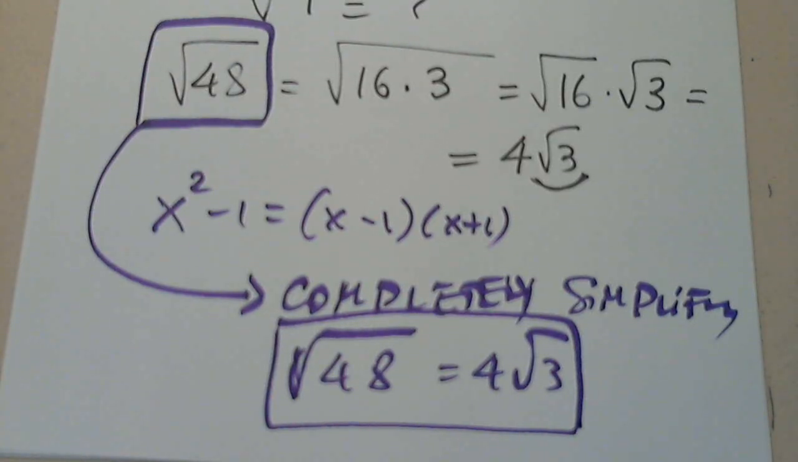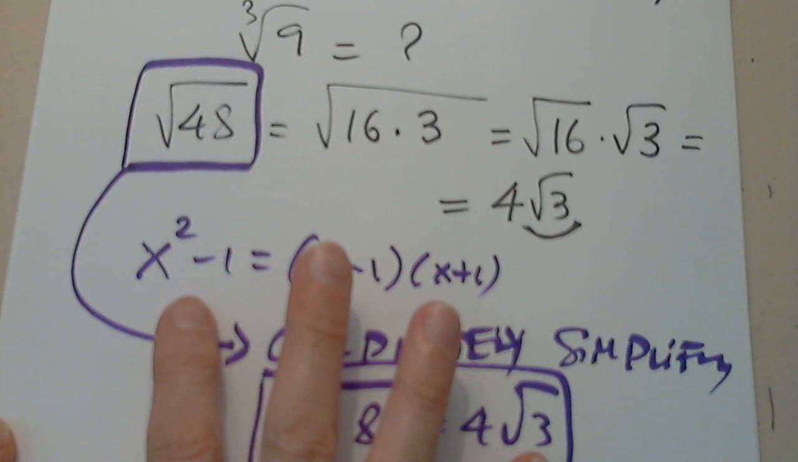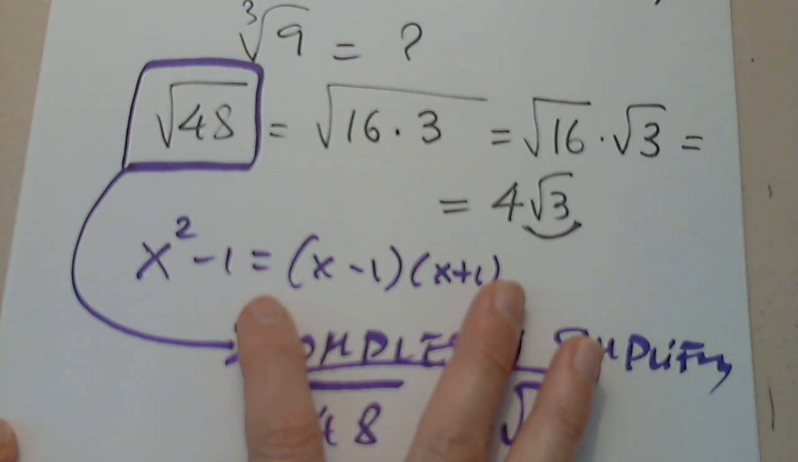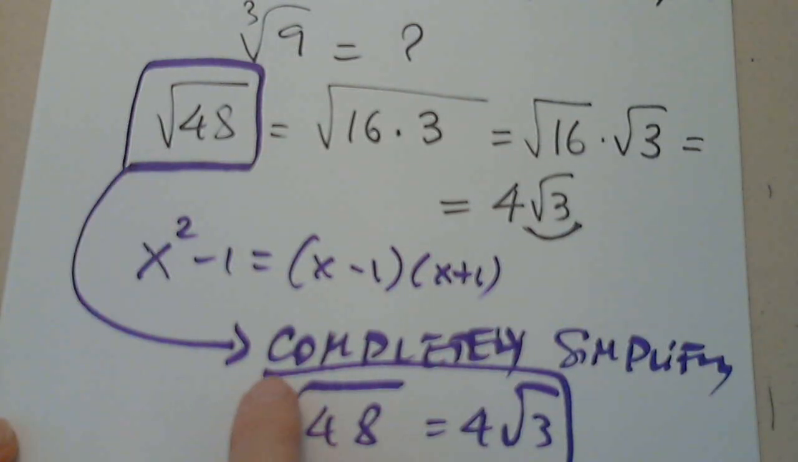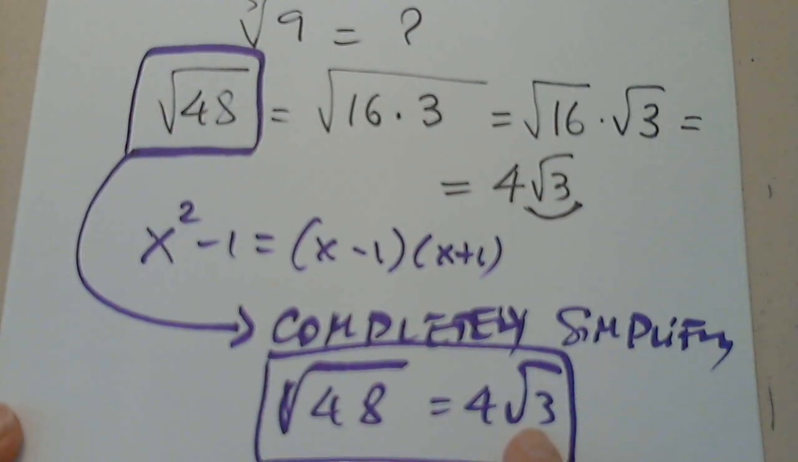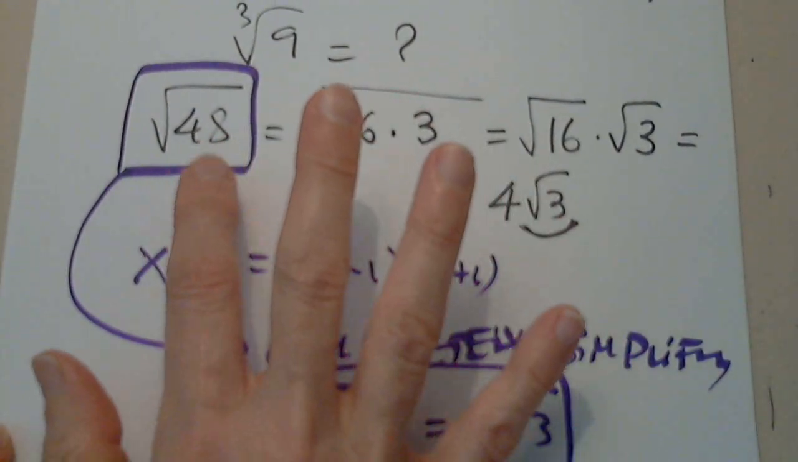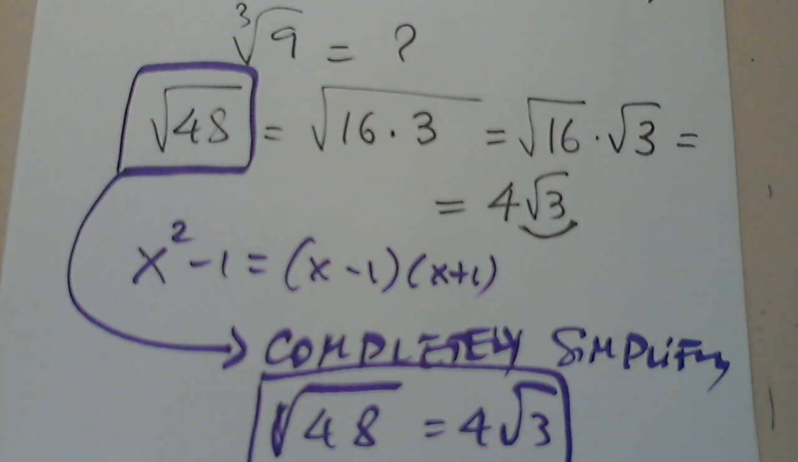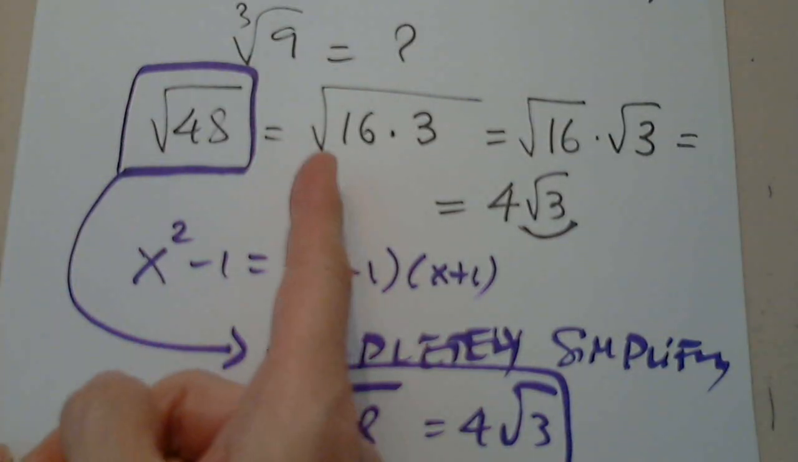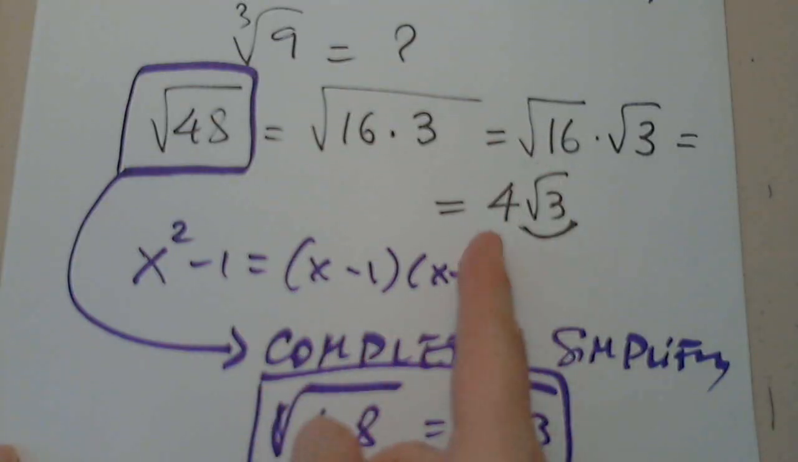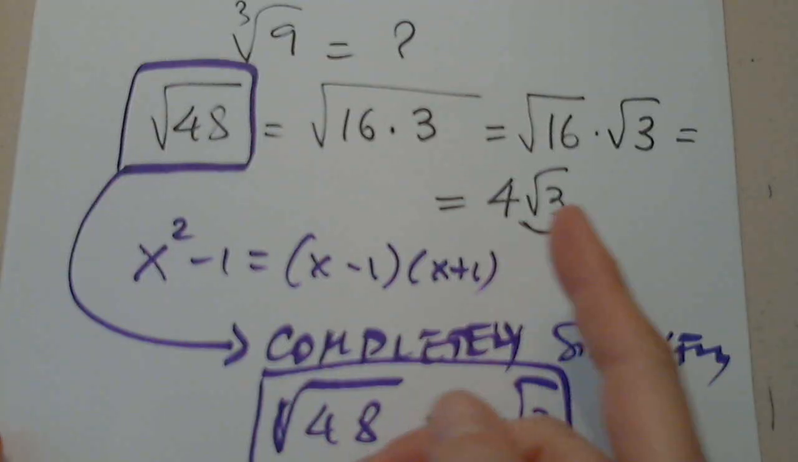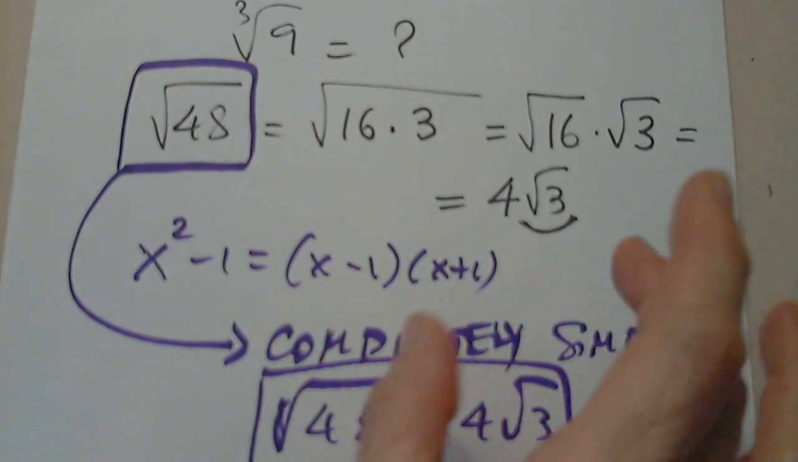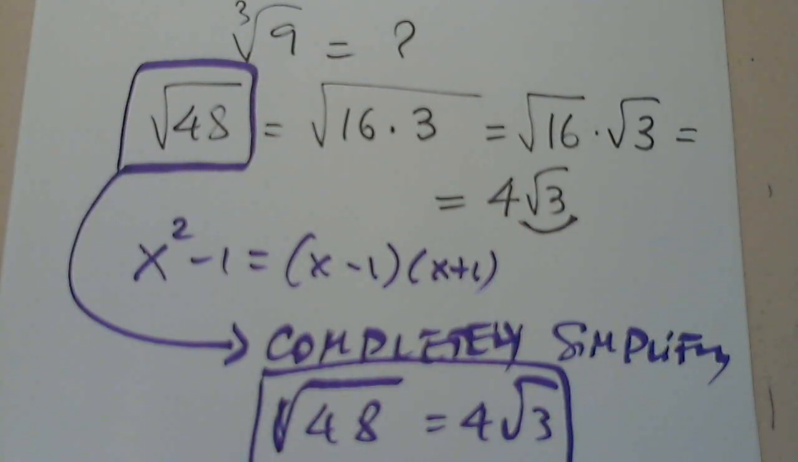Okay, so remember when we were given x squared minus 1 to use the difference of squares to completely factor. When we are given something like this, we're asked to completely simplify till it cannot be further simplified. So 48 is 16 times 3. The square root of 16, 16 is a perfect square. That's why the square root of 16 is 4. But the square root of 3 stays as the square root of 3. So therefore, we cannot do anything else. So this is the simplified form of the square root of 48.